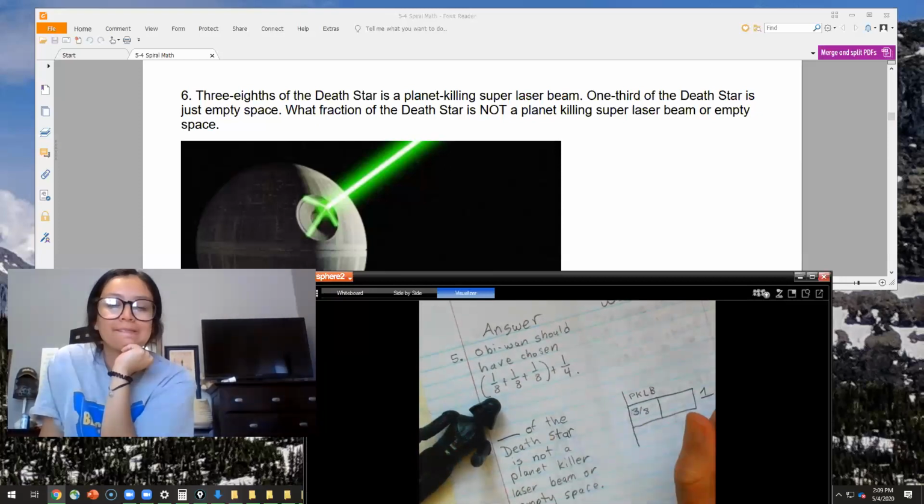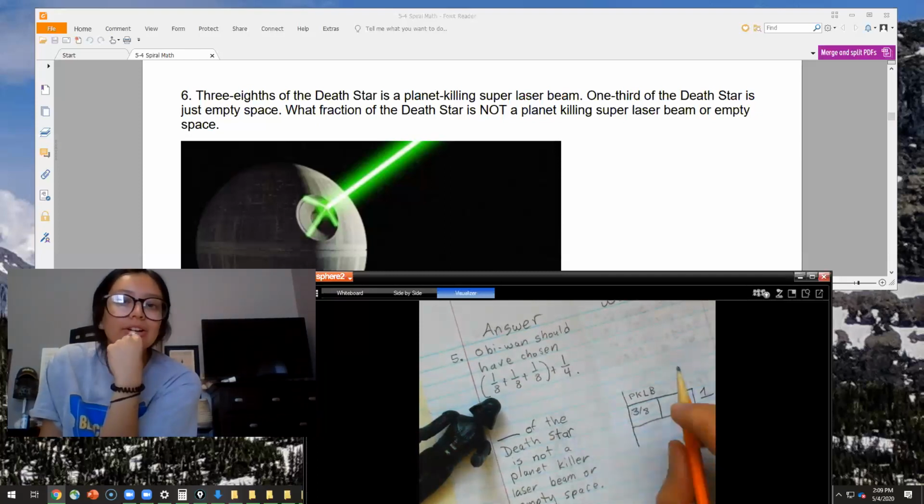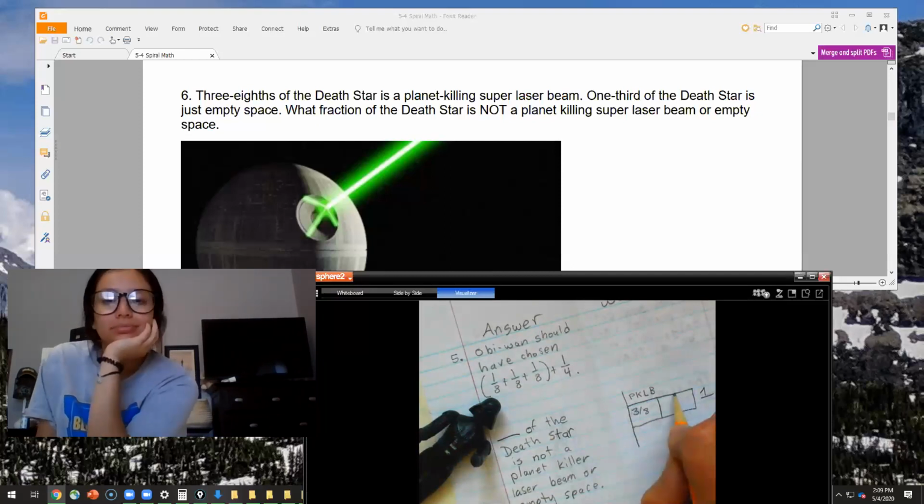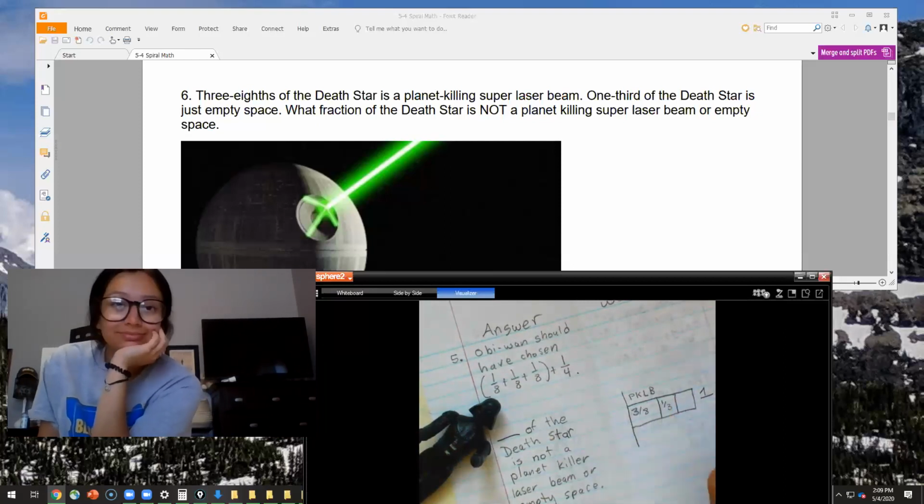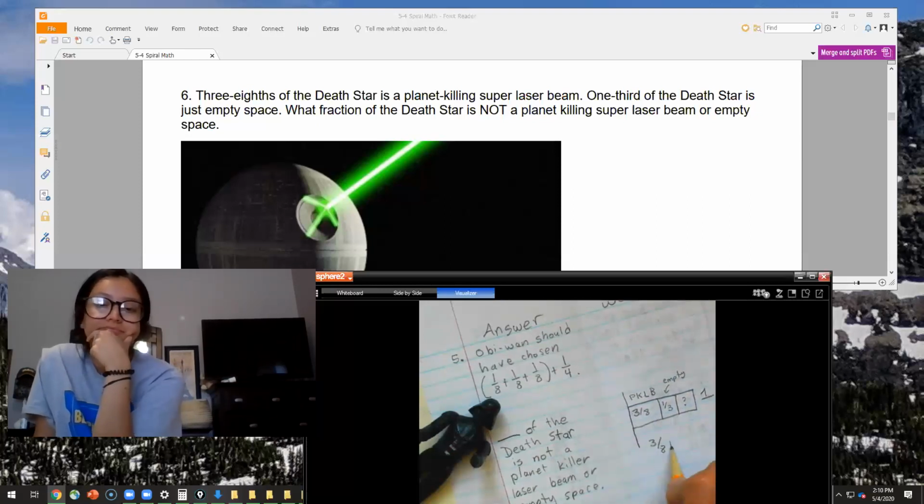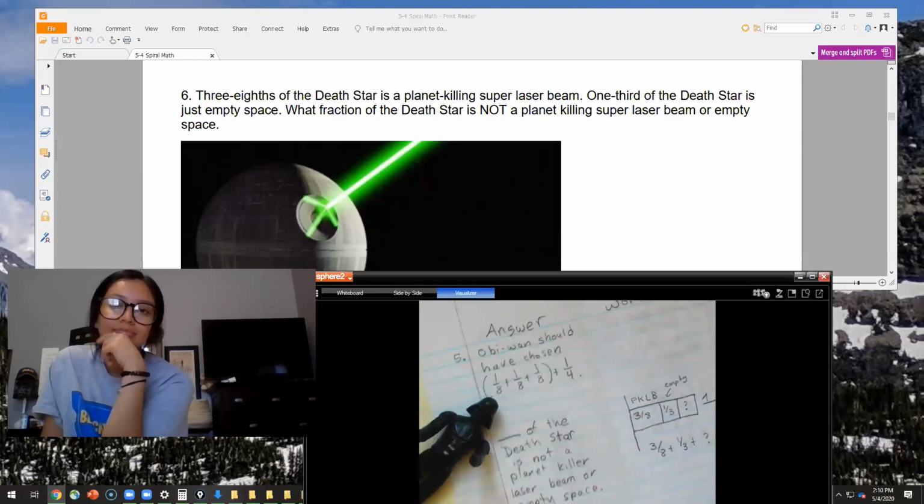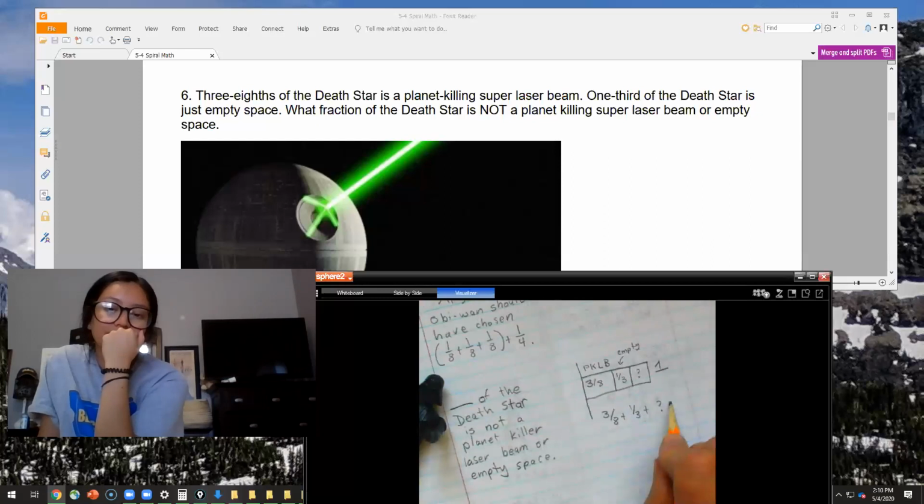And then 1/3 of the, how much of the Death Star is just empty space, Ms. Garcia? 1/3. All right. So 1/3 is about this much. So I'll say that's 1/3, and that's just empty space. Nothing's in there. And then the rest of it is our question mark. So 3/8 plus 1/3 plus a question mark is going to equal 1 whole.